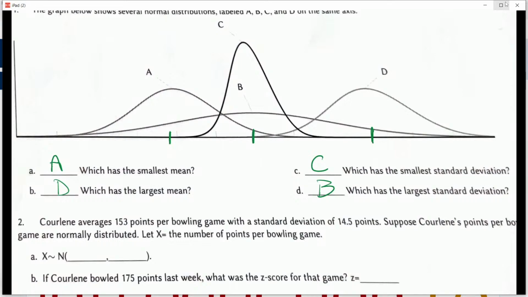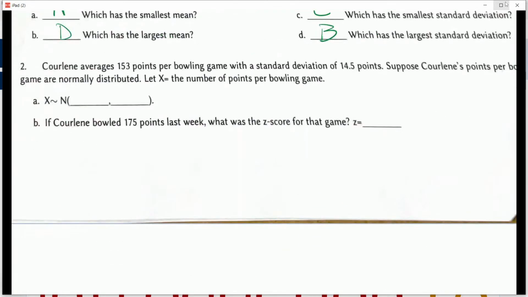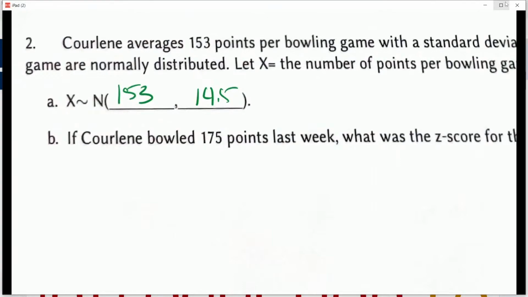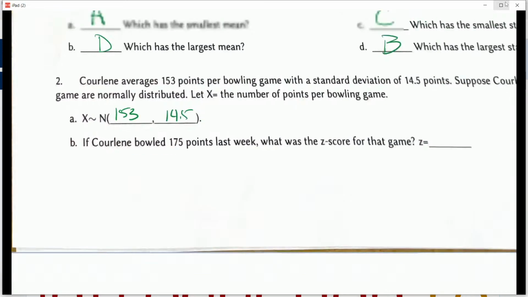Okay, now this next one with the bowling team averages 153, standard deviation of 14.5. So that's the way you would write that. You just put them in the blanks there. Mean, standard deviation is the way that we do it.